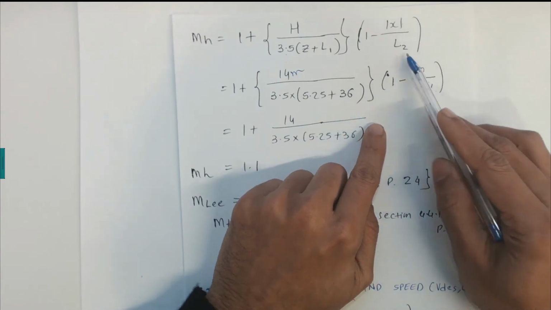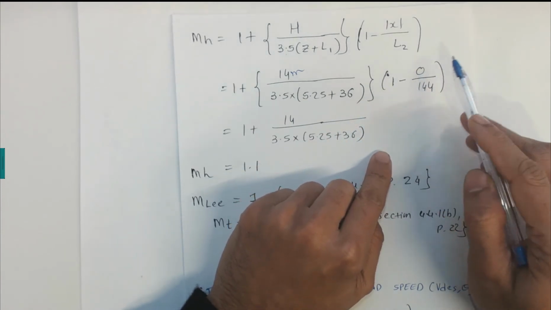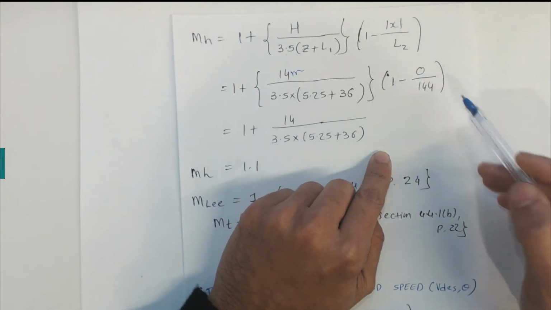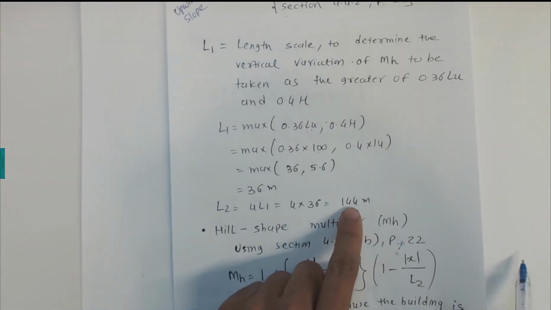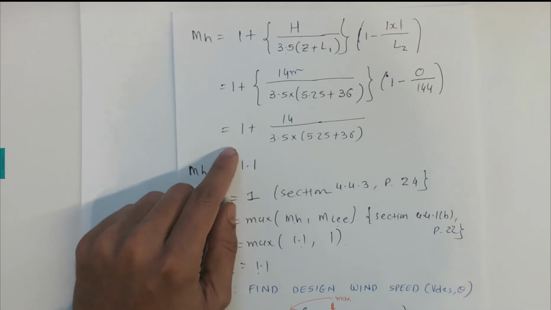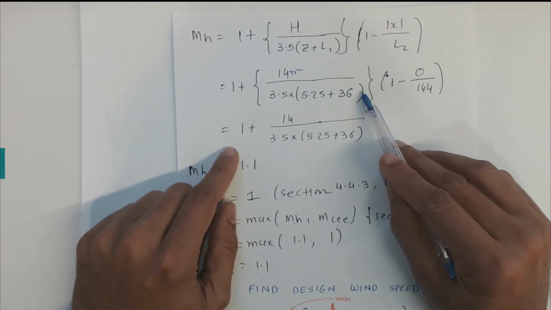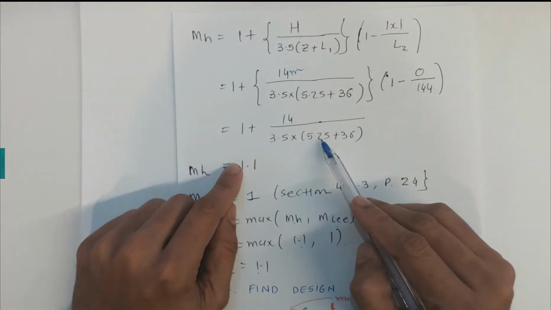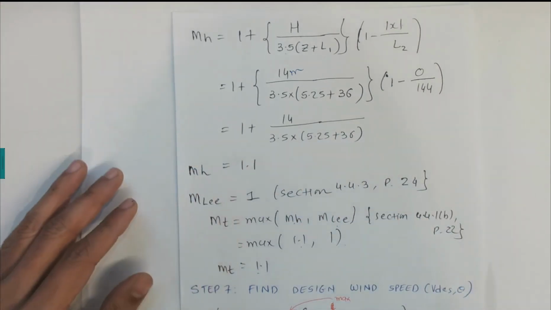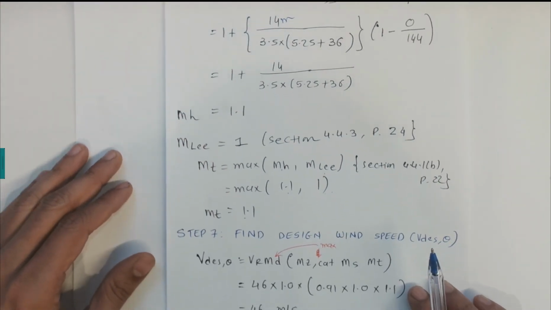1 plus x is 0. As I mentioned, this is the horizontal distance from the crest on escarpments over 144. We calculated 144 meters in the last steps. This 1 minus 0 is 1 times 1, so that is just 1 here. 14 over 3.5 times 5.25, 36, is going to get MH equal to 1.41.